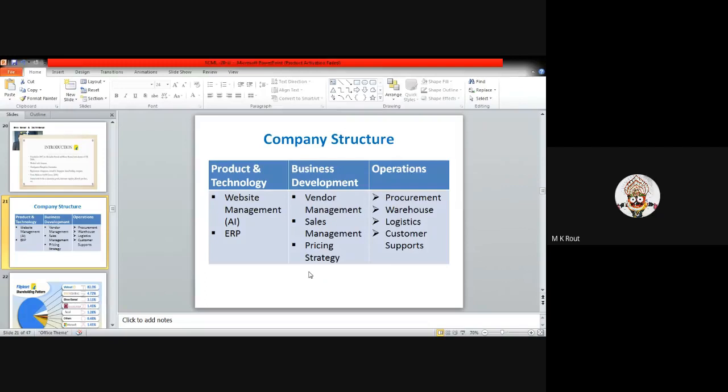Then we are talking about the operations part. This is the most important part, and this is the backbone of the Flipkart organizational structure. The most important thing is procurement, that is known as purchase. The next one is warehouse, that is known as facilities. The next part is logistics. To reduce the cost of logistics, Flipkart has launched its own logistics, known as Ekart. And the most important thing is customer support. So these are the different parts of the organizational structure of Flipkart.